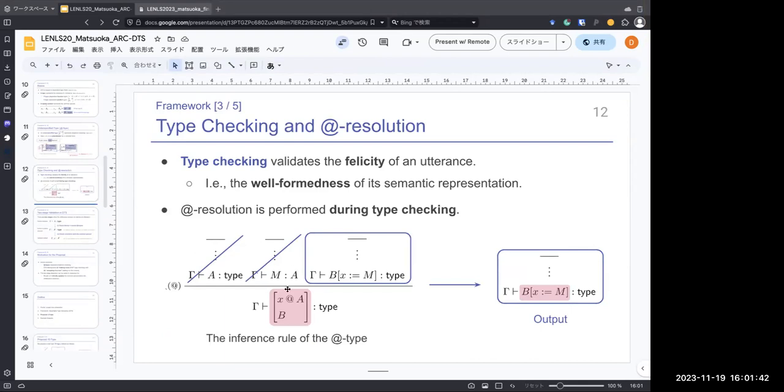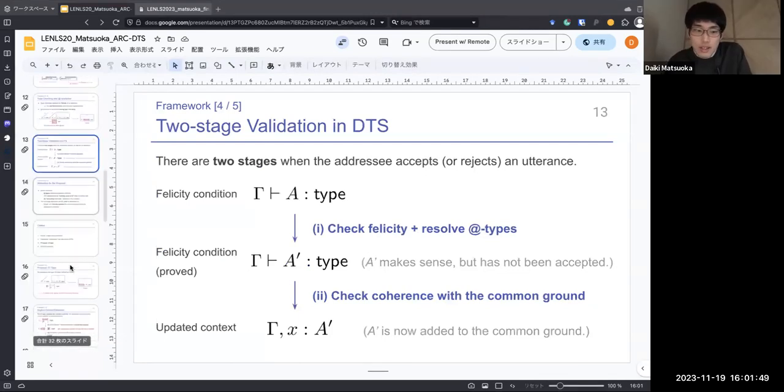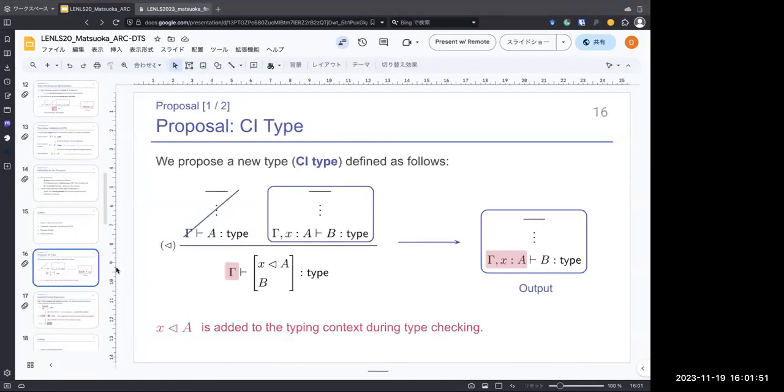I see, but the content of the appositive clause is automatically added to the context, right? Yes, that part always succeeds. Okay. But that sounds a bit strange because sometimes the content of an appositive clause just contradicts our common ground, our common assumptions. So if I say "Matsuoka-san, who is dancing," that contradicts our assumptions. So what happens in such a case?